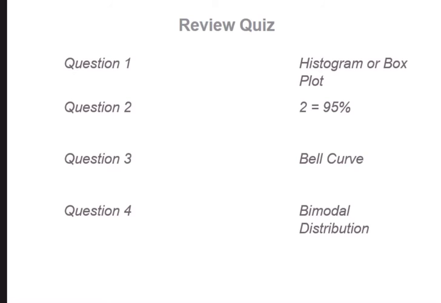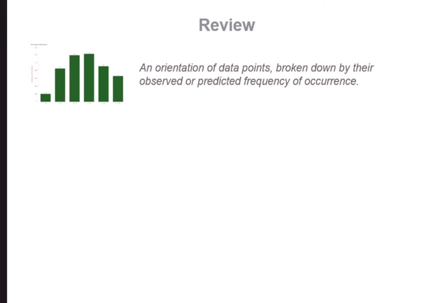We have covered a lot in this module on distributions. Let's review what we have covered. We walked through an example to help us understand what a distribution can show us. As you may remember, a distribution is an orientation of data points, broken down by their observed or predicted frequency of occurrence. Our example distribution showed different bars that represented the number of students scoring a certain result on the test. We looked at 2 different types of characteristics of distributions: continuous and discrete.